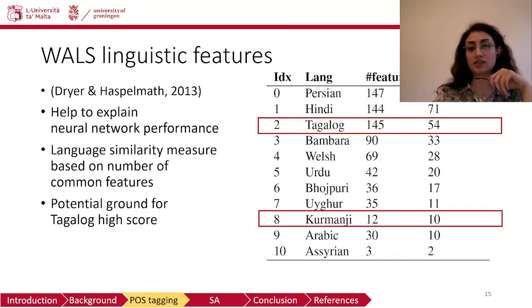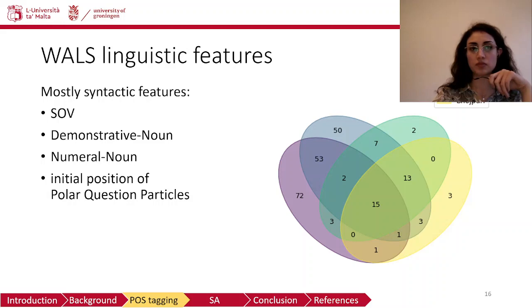Another interesting fact is that Kurmanji is sharing almost all of its features in this dataset with Persian, 10 out of 12 features listed for this language. We checked the features that are shared between languages, and most of these are syntactic features like SOV and noun compounds and so on. And then we also found a cluster of languages, Persian, Hindi, Urdu, and Bhojpuri, which share the most features among themselves, 15 features between all of them.